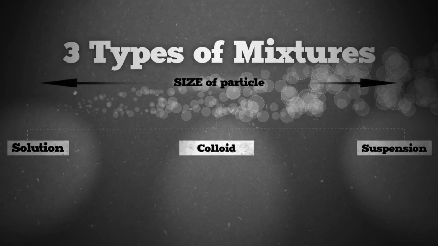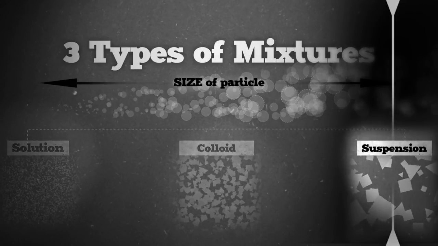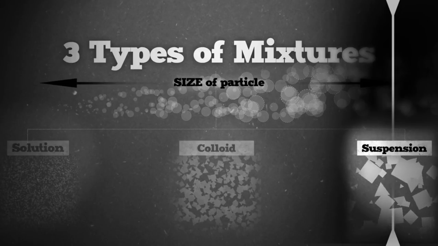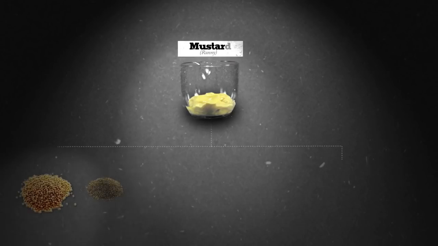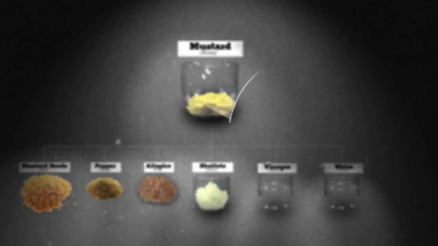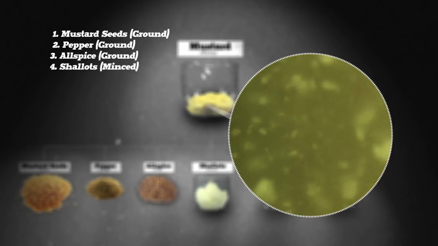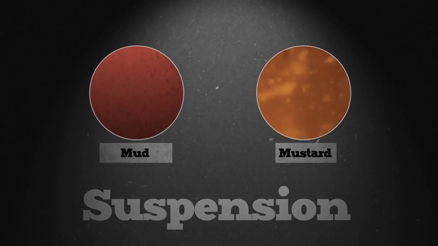The size of the particles in a mixture determines the type of mixture. On one end of the scale is a suspension, like our muddy water example. You get this if you take big chunks of something and mix it with something else, so those chunks are just floating around. Take runny mustard, for example. You'll see a bunch of little particles like mustard seeds, pepper, allspice, and minced shallots all floating around in a liquid, in this case, vinegar and water. This is called a suspension because you've got particles of one thing suspended in another.